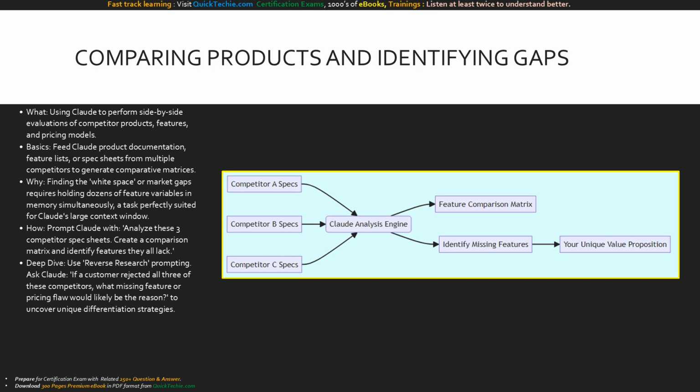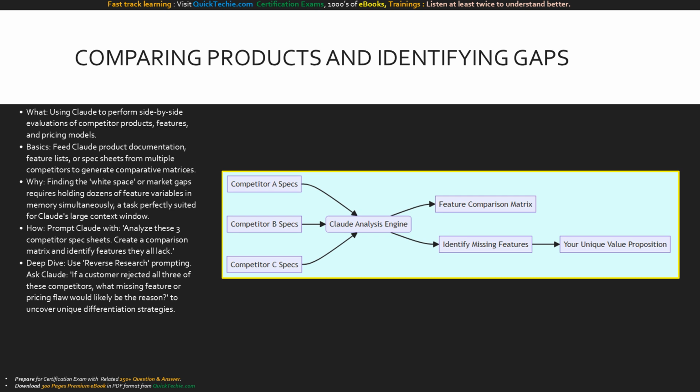Now, let's apply our framework to product comparison. Your goal is to find the white space, the market gaps your competitors are ignoring. Doing this manually requires cross-referencing dozens of feature variables across multiple websites. Claude, with its massive context window, can process these spec sheets simultaneously. You simply feed it the documentation for your top competitors and instruct it to generate a detailed comparison matrix.